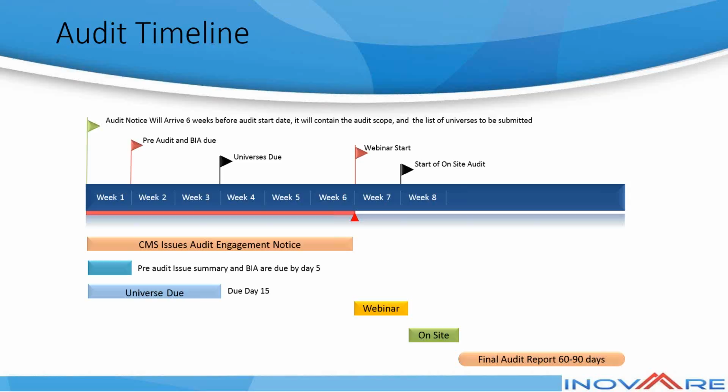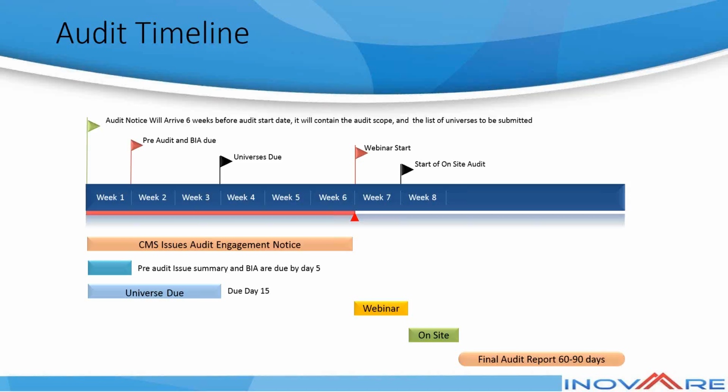On week 7, they'll be conducting the webinar audits with the different areas, the CDAG, etc. The on-site audit takes place. And then the dreaded wait, the 60 to 90 days wait till you get the audit response to see how things went.